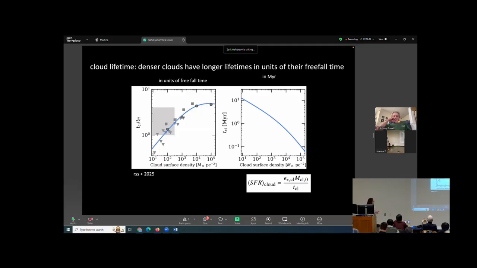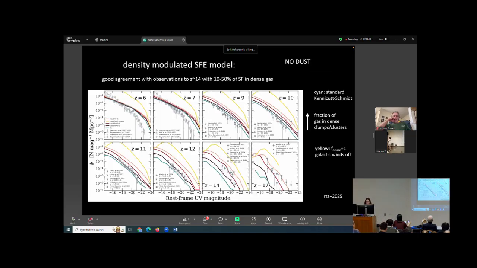So now with those ingredients, we can put this into our SAM to compute the total star formation rate of the galaxy as a function of surface density. And now we can get predictions for UV luminosity functions at these various different redshifts. So this is a horribly messy plot. Let me try to pick it apart for you.